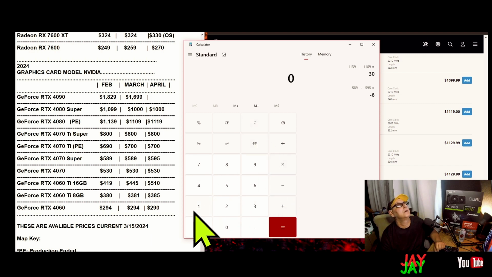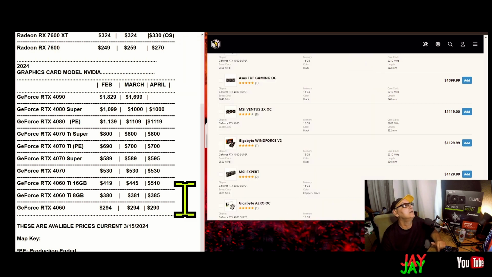And now 1109 minus 1119. So it went up $10 from March to April. So March was the lowest number for the 4080 in the last 3 months. Clear that, put that away. So March was your best month so far between the 3 months.